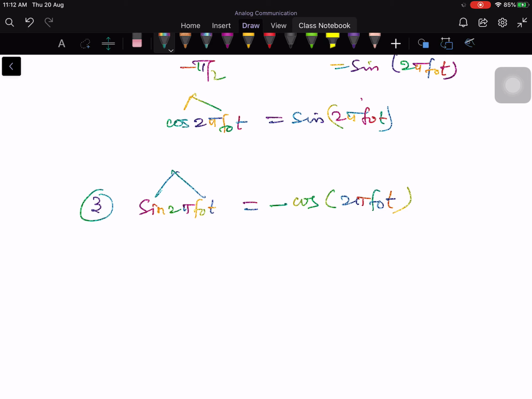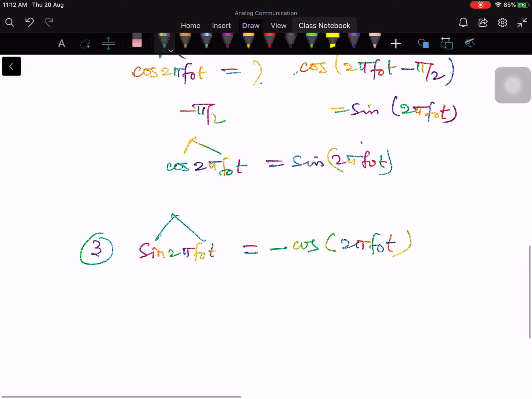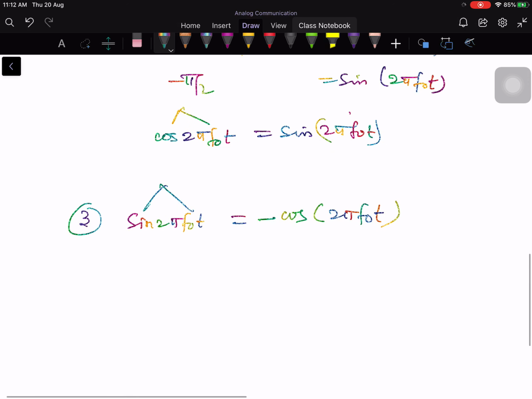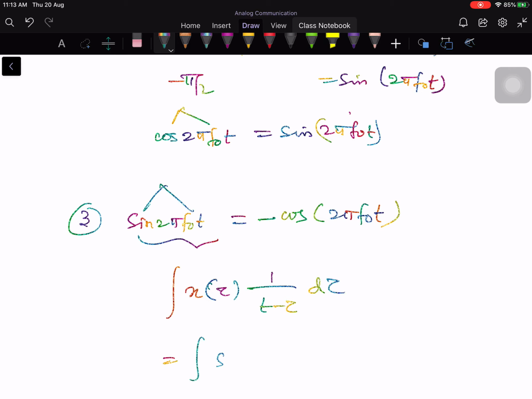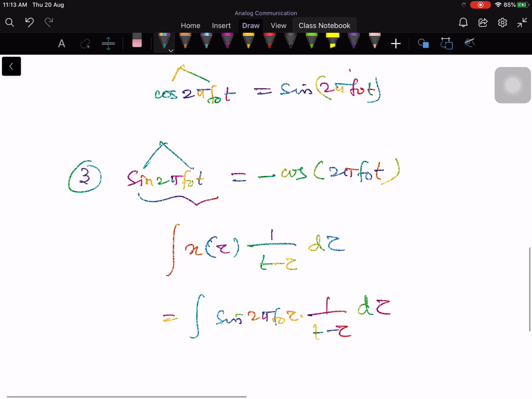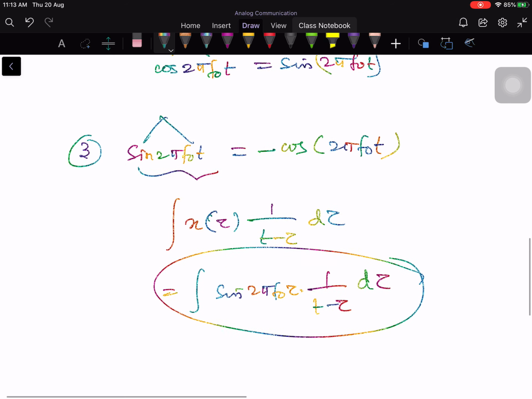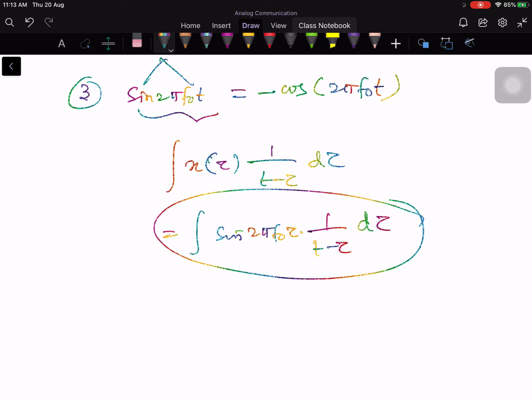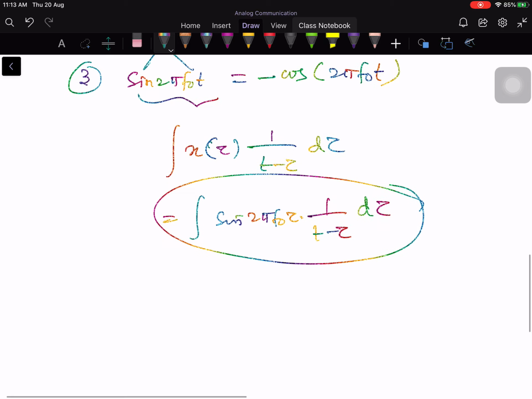So these are very useful and simple signals, cos omega naught t and sin omega naught t. You can find them without going through the convolution operation. To find this, you need not go to x of tau times 1 by t minus tau d tau, with x of tau equal to sine of 2 pi f naught tau multiplied by 1 by t minus tau and d tau. This kind of circus is not needed. Simply by applying the concept, you can find the Hilbert transform of sine 2 pi f naught t and cosine 2 pi f naught t.